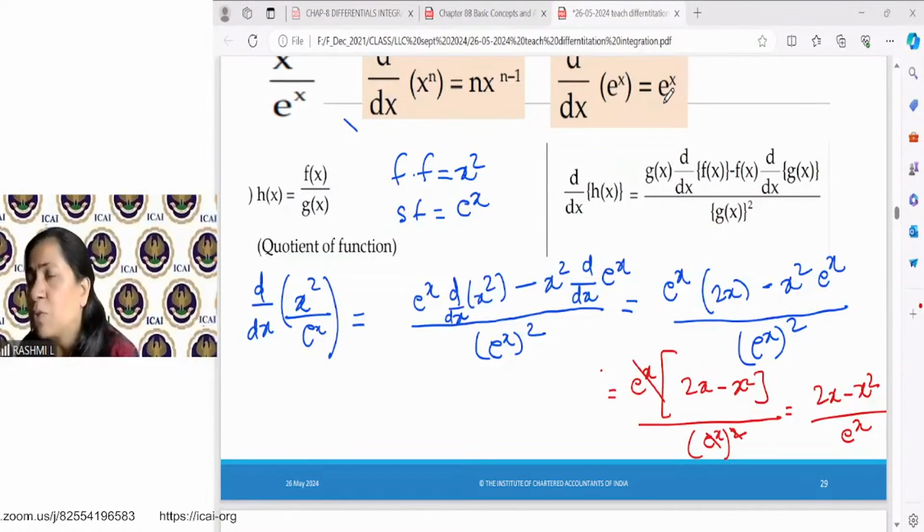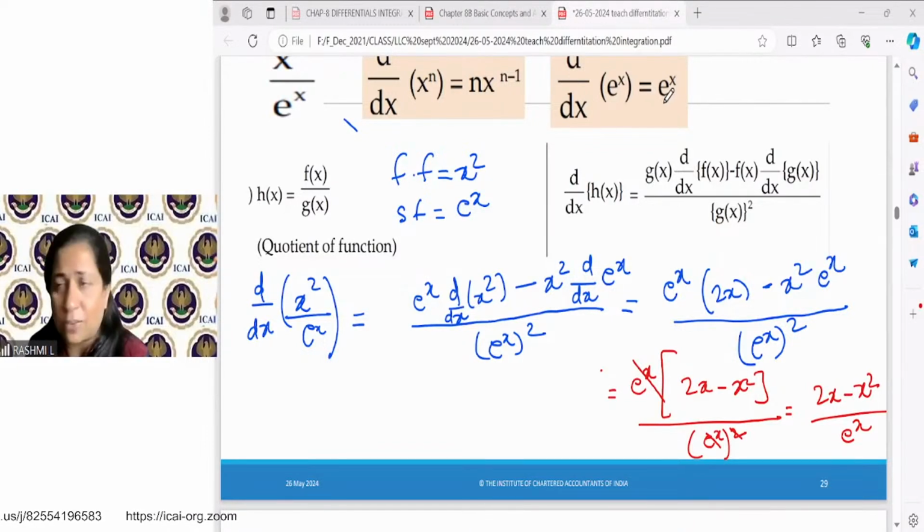If you see, the options and your answer are quite similar, but there is a slight difference. Then you have to just see whether they have cancelled anything. Or you have cancelled, but they have not cancelled. Okay, so either way, you should be able to understand.